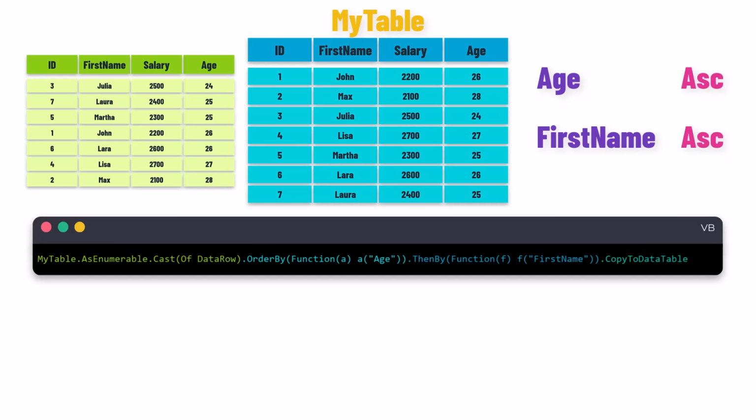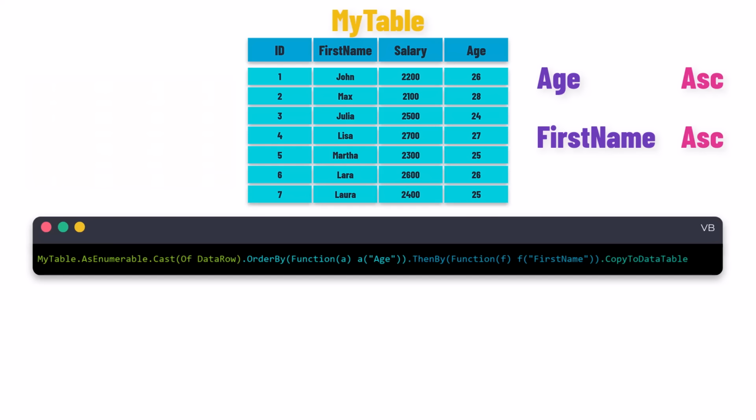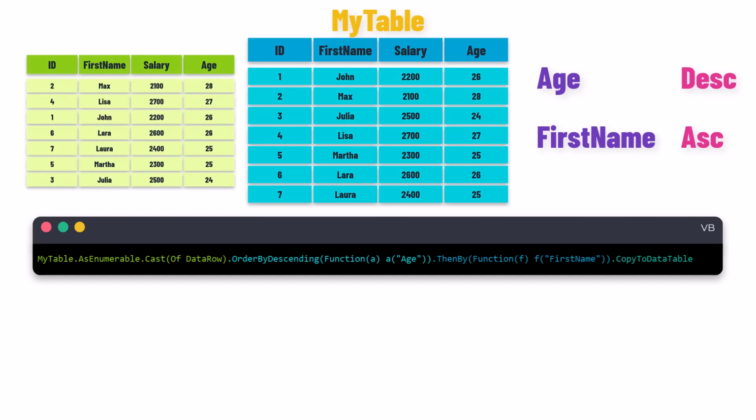Now, let's explore a variation of the sorting process. We will use the same columns but change the sorting order. The age column will be sorted in descending order, while the first name column will maintain the ascending order. For that I can use exactly the same query. I only change the orderBy method to orderByDescending method, to sort the table in descending order using the column age. The result is the following table. It's sorted in descending order using age column, and then in ascending order using first name column.